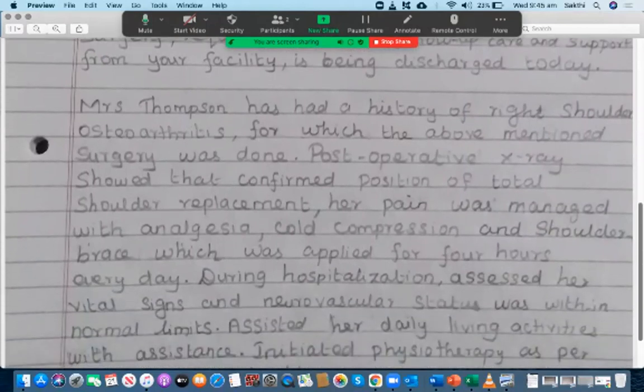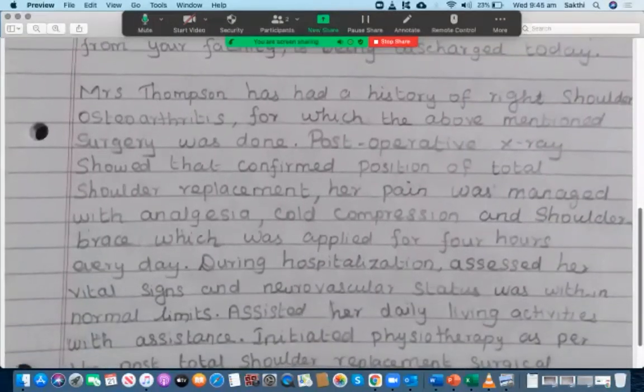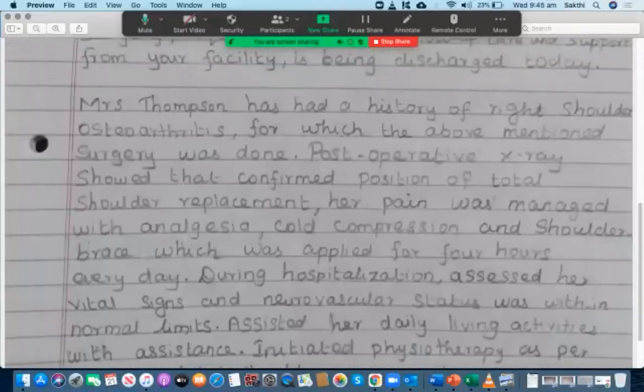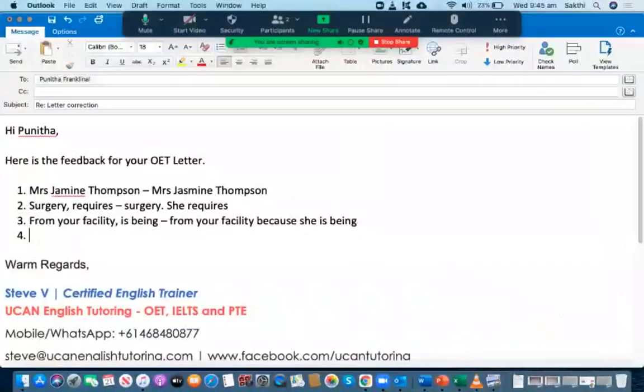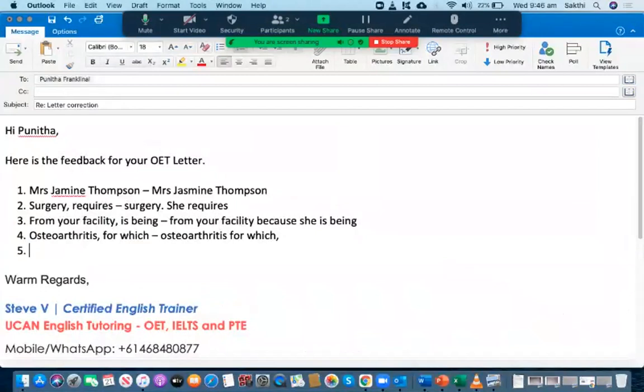Mrs. Thompson has had a history of right shoulder osteoarthritis, for which the above mentioned surgery. So you should place a comma here, not here. Osteoarthritis, for which. Don't use the capital O, because for all the diseases, all the conditions, you should not use a capital letter unless it is the first letter of the sentence. So you have to use the small letter. Oh, okay, that's small. That's okay. Thank you. So for which, and then there should be a comma. So you should place a comma after "for which", not before "for which".